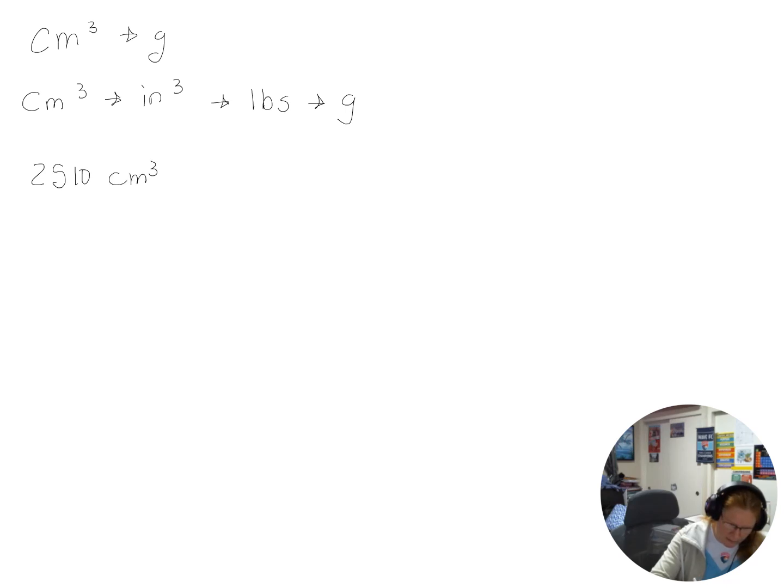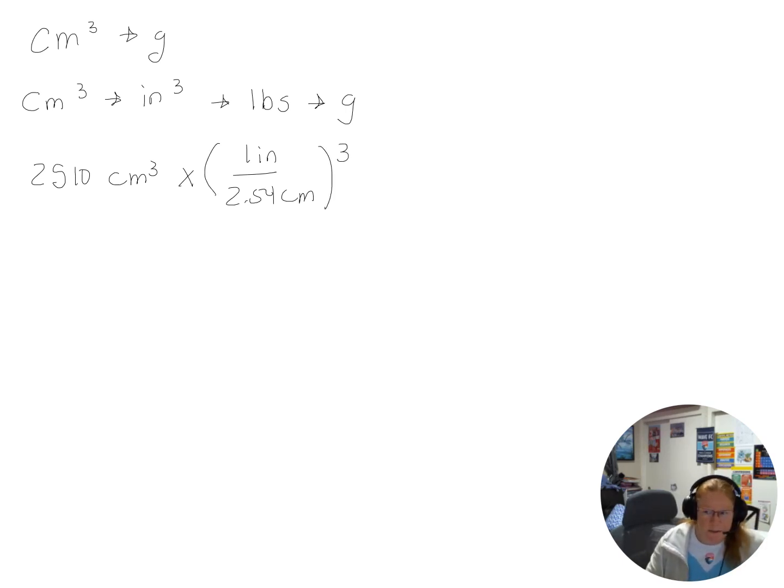So we have 2,510 centimeters cubed. We have 1 inch for every 2.54 centimeters. Notice that it's centimeters cubed and inches cubed, so we have to cube the conversion factor. I put a parenthesis square. I can't just put cubes on the units. I have to cube the entire conversion factor. So basically I'm taking 1 over 2.54 times 1 over 2.54 times 1 over 2.54. It has to be all 3 instances of that.